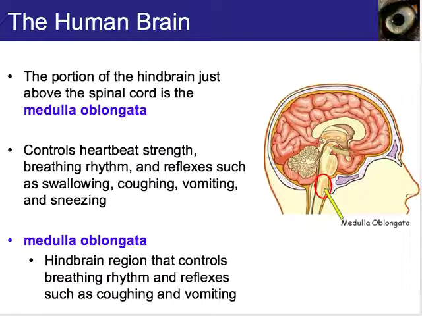So if I ask you on your exam, what part of your brain is important for coughing and vomiting, you should tell me the medulla oblongata. Sometimes I remember what the medulla oblongata does when I think about Happy Gilmore.